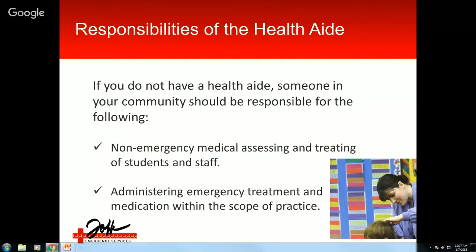So it's going to be scrapes, it's going to be cuts, it could be a mild sprained ankle. It could be maybe they come in with a cold or a mild temperature, all the way to administering emergency treatment and medication within the scope of practice.